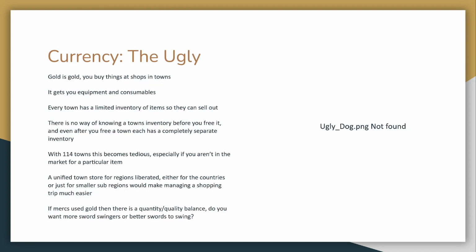And now for the ugly currency, gold. Gold is standard gold in an RPG. It lets you buy things in town, equipment, consumables. What I really like is the fact that every town has a limited inventory of items, so they can sell out of really anything. And that there is no way of knowing what a town's inventory is before you free it.